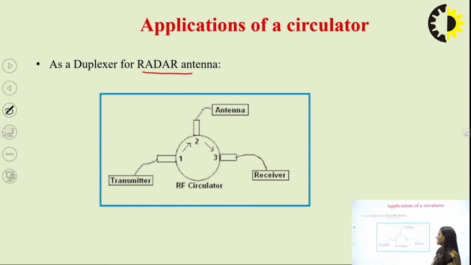So the signal which is transmitted will be completely isolated from the receiver, and anything which is received at the receiver is completely isolated from the transmitter. So basically this type of circulator is used to protect the transmitter and receiver, or we can say to isolate the transmitter and receiver. If there is some reflection from the receiver, it will not harm your transmitter.